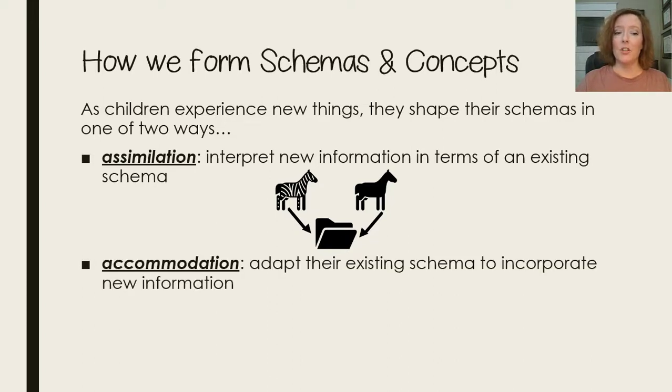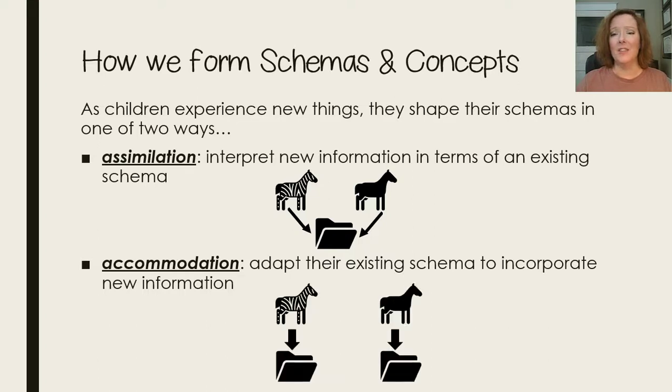So you've got assimilation and accommodation. Accommodation is when you adapt existing schemas to incorporate new information. So you basically make a new mold because the new information no longer fits what you have as an existing concept. So in this example, the child would understand that a zebra is different enough from a horse that they have to build a new idea around that animal.